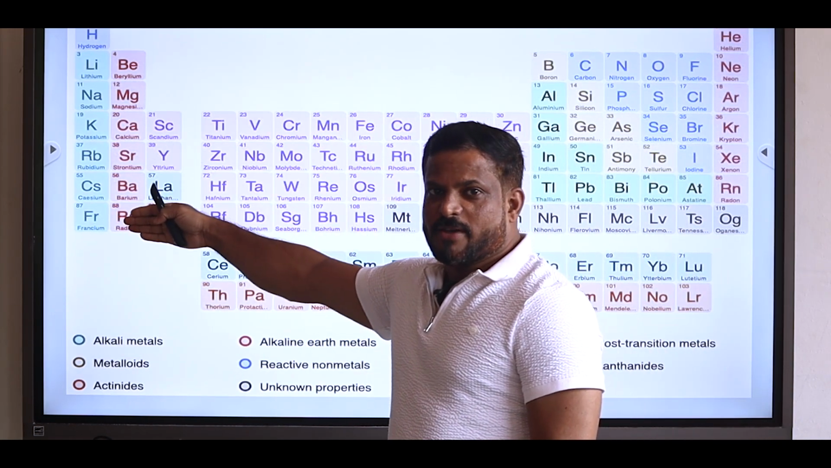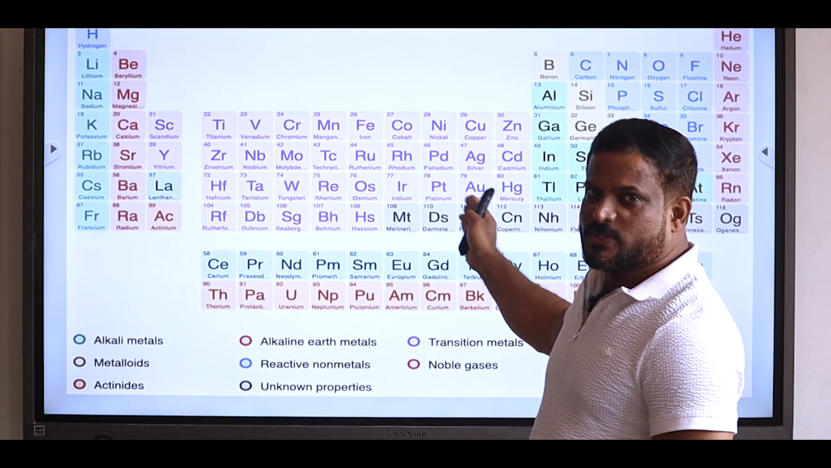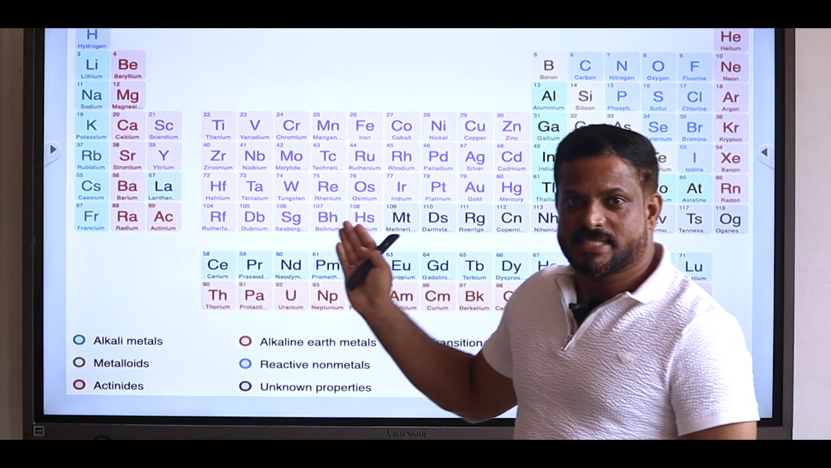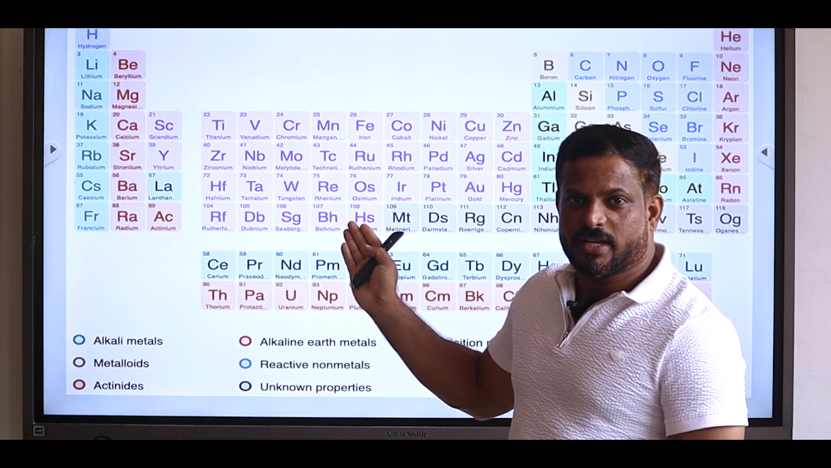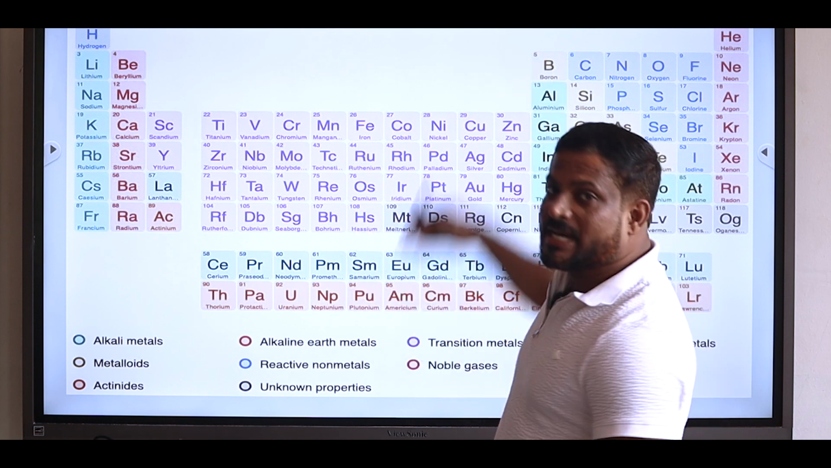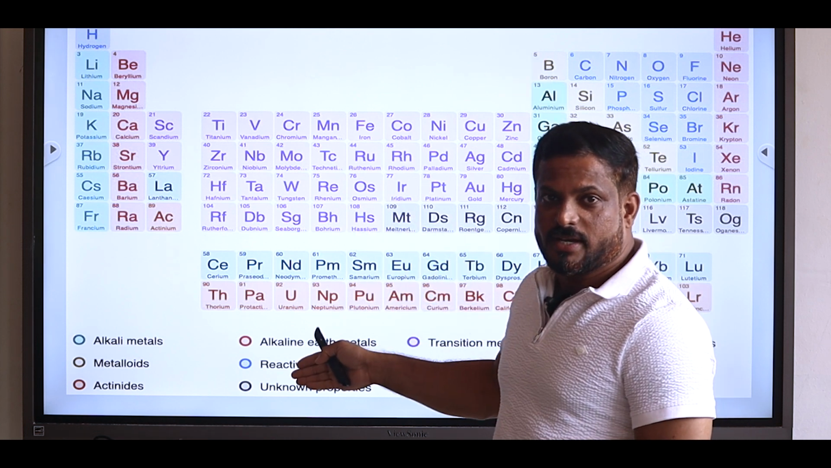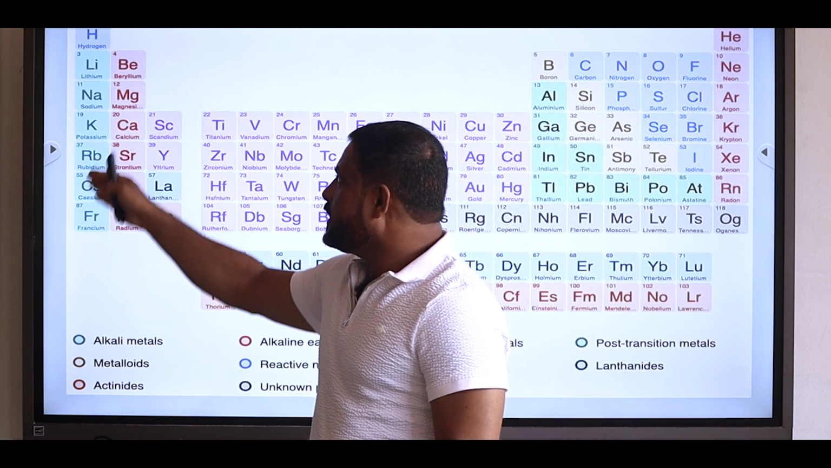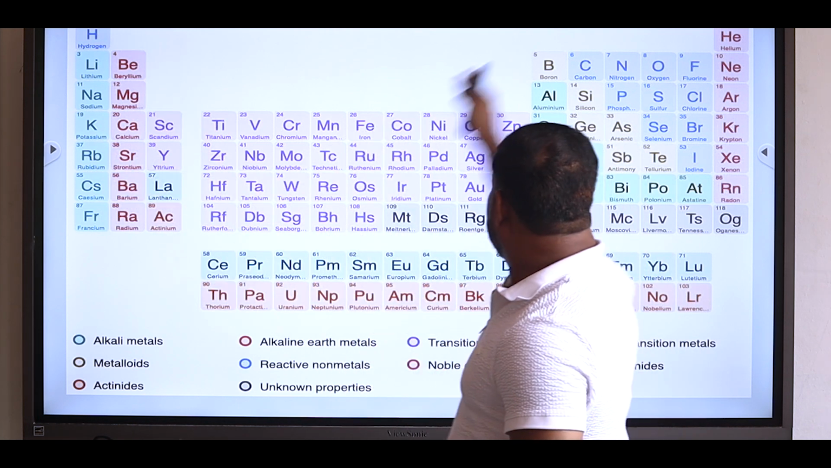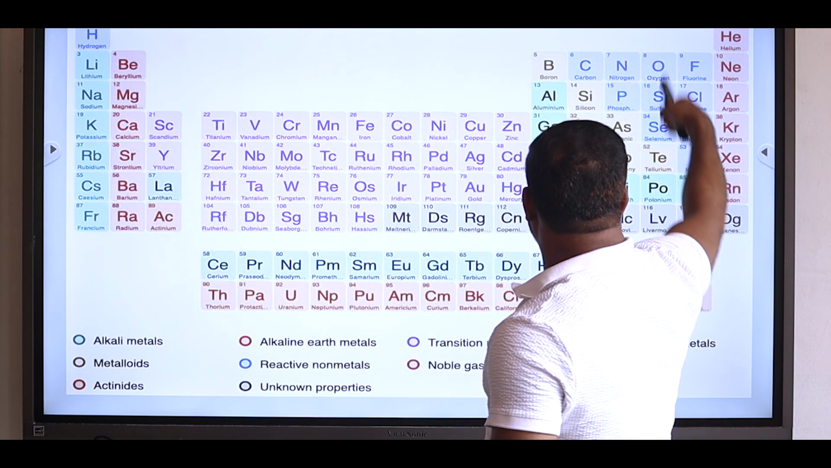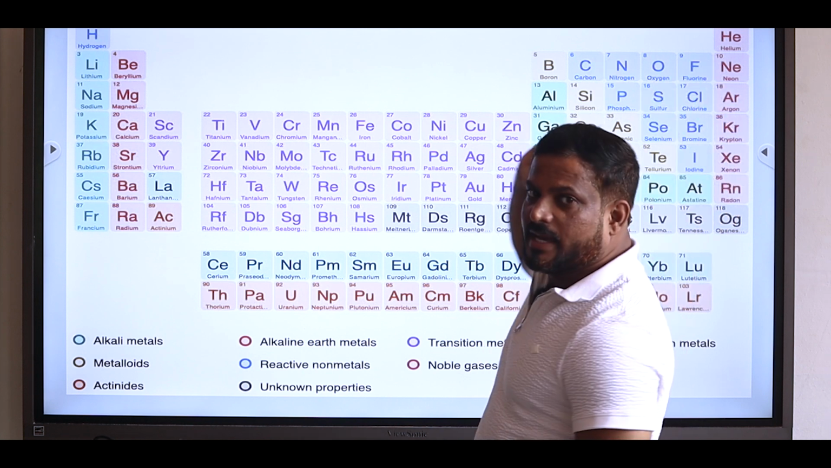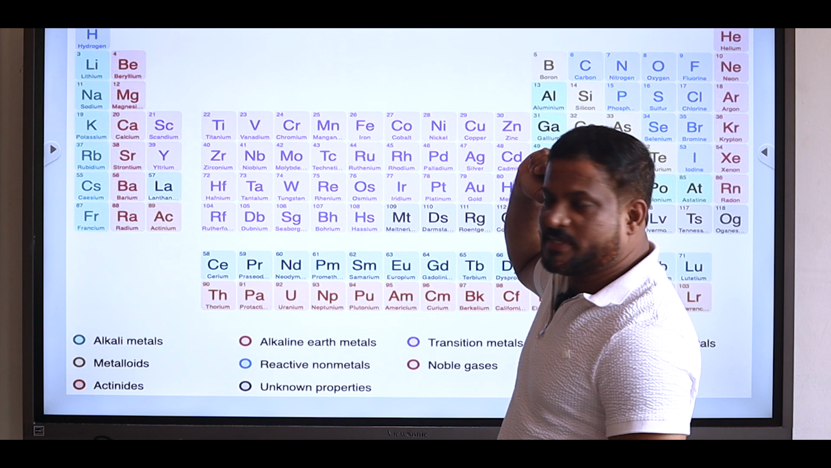There are vertical columns and horizontal rows. Horizontal rows are called periods, and vertical columns are called groups. How many groups are there? 1, 2, 3, 4, 5, 6, 7, 8. Right? 8 groups are there.